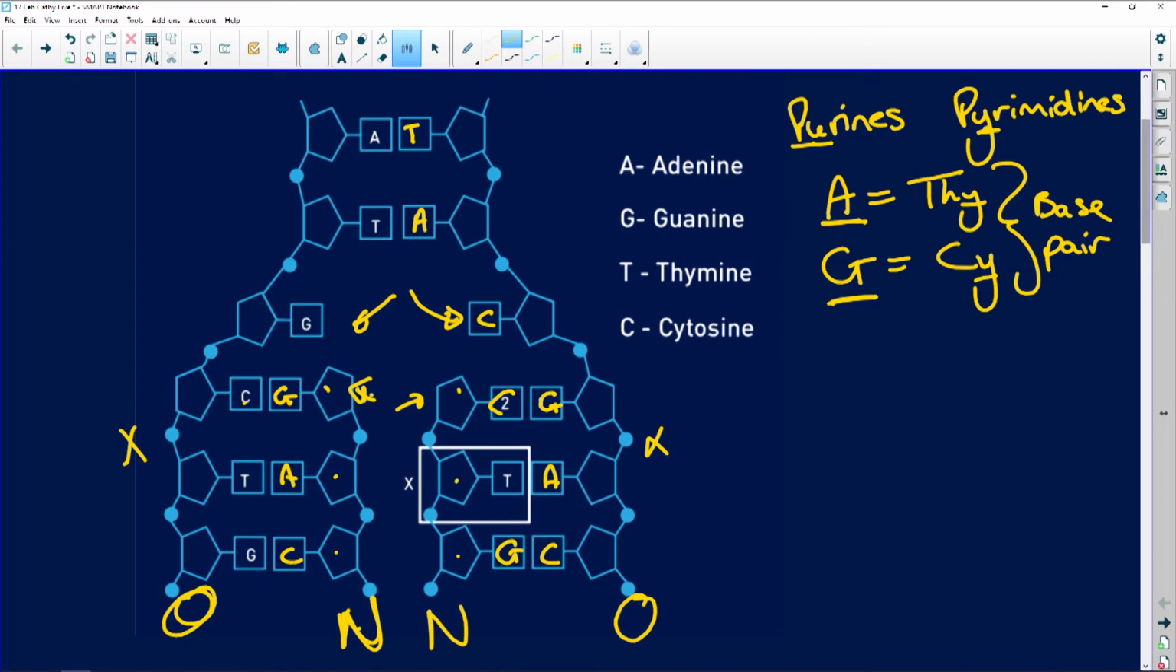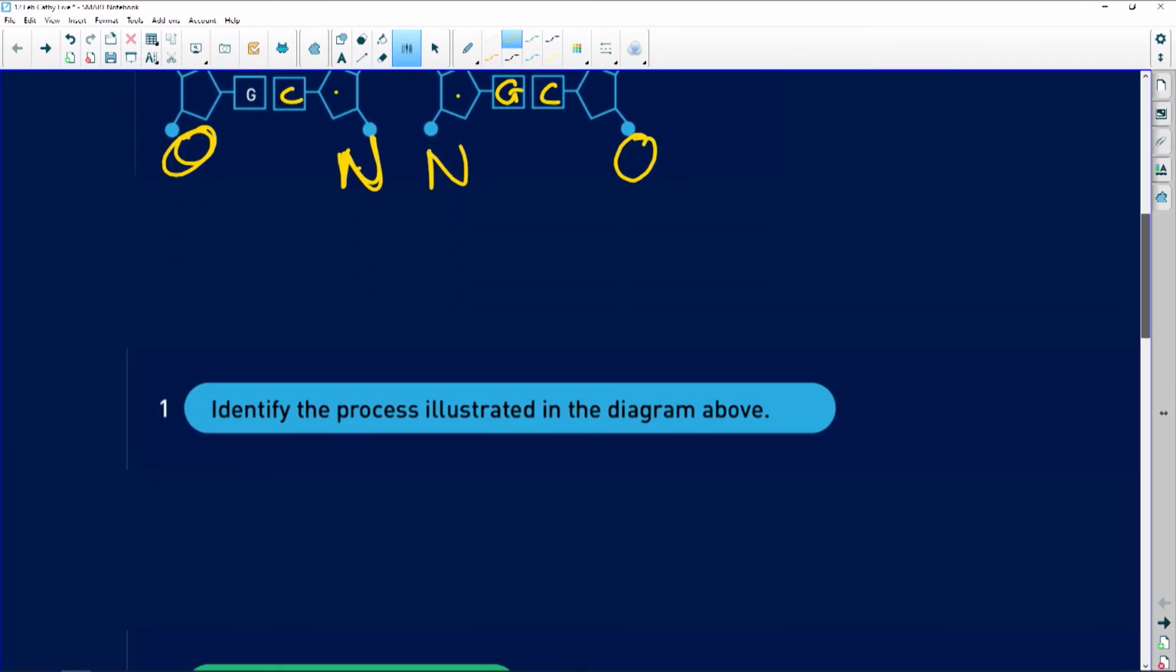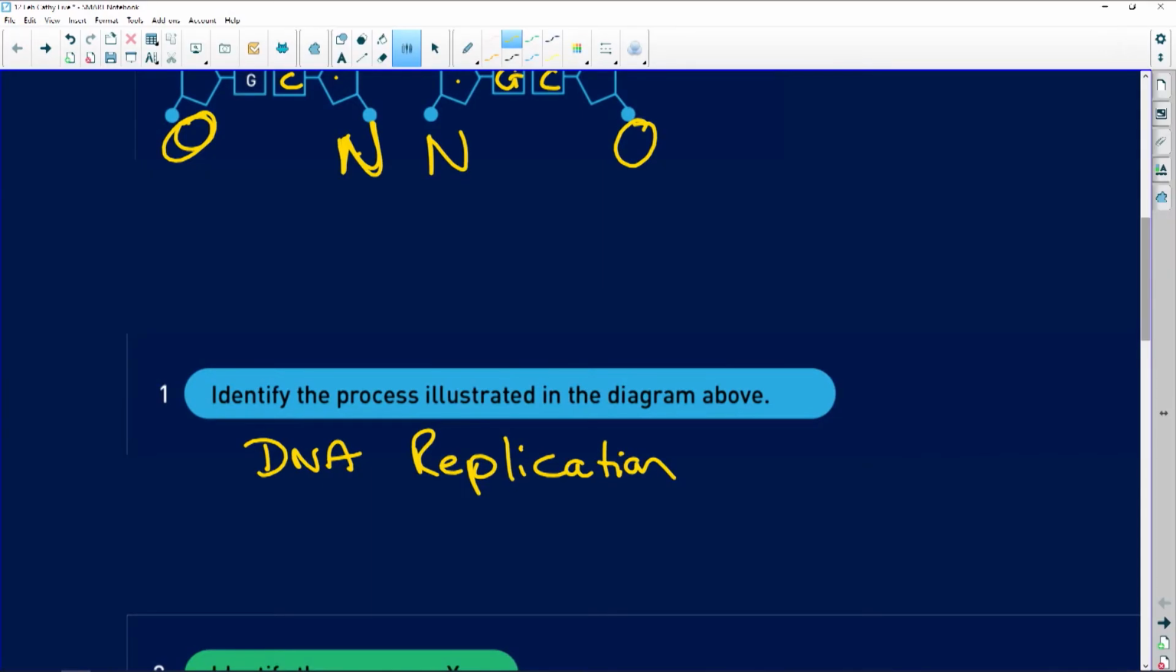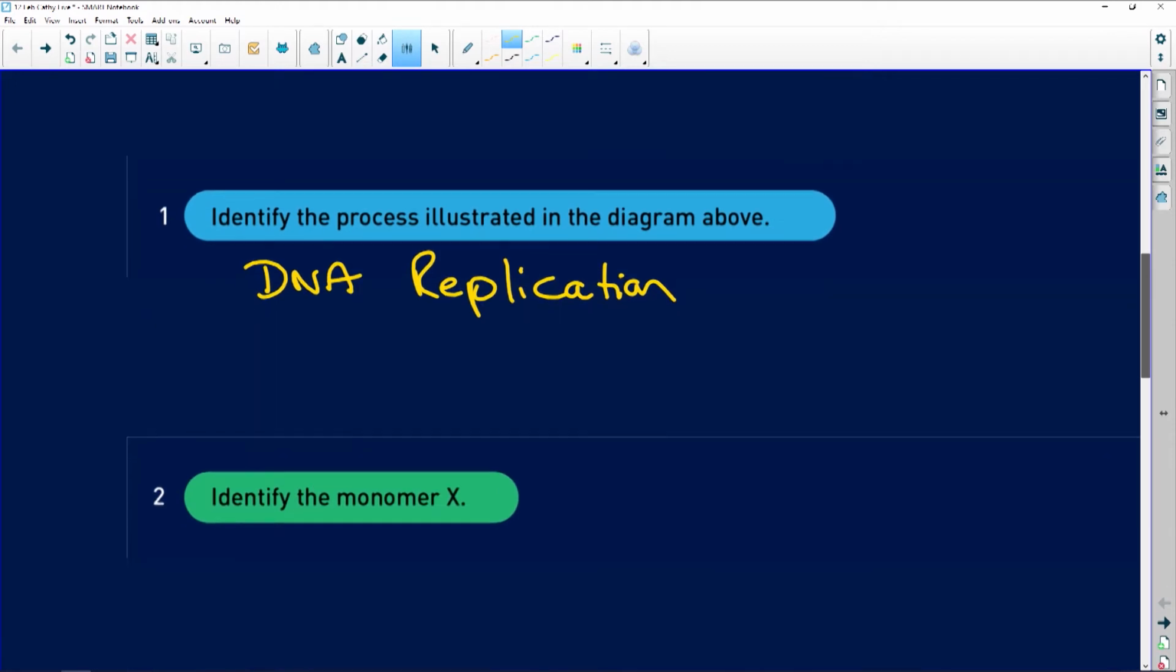Okay, there we go. Let's look at our questions. Identify the process illustrated. Well, that's easy. It is DNA replication. We are copying the DNA. Now, people remember, DNA replication happens during interphase, before mitosis and before meiosis. It is when the DNA literally duplicates itself. It makes an identical copy. All right, that's DNA replication. It is making a new one.